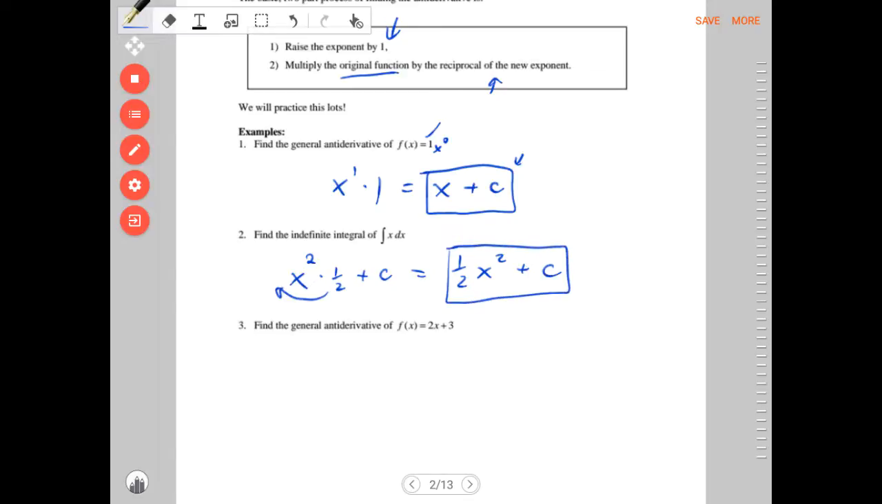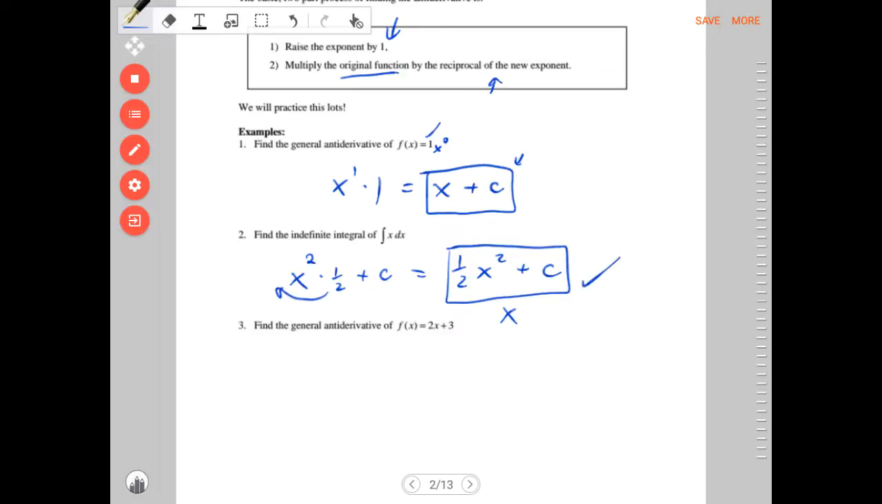Again, we can differentiate that just to make sure we're right. Remember, the 2 comes down, so 2 times 1/2 is just 1, and then the exponent decreases by 1. So this would just be x, which is exactly what it's supposed to be, so we are right.